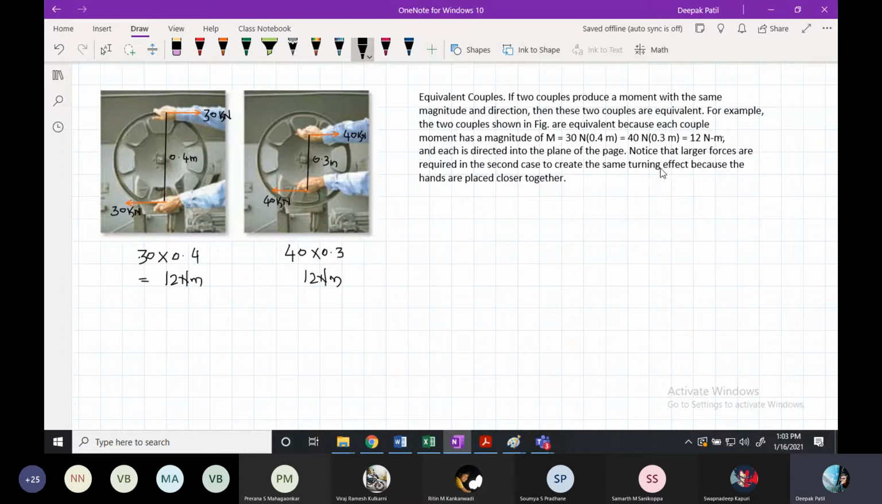So the same turning effect, because the hands are placed very close to each other, means you are actually trying to reduce the distance d. Here the distance is more and you are trying to reduce the distance here. So to produce the same effect as that of the first one, the effect of these two couples is the same, which is 12 Newton meters.